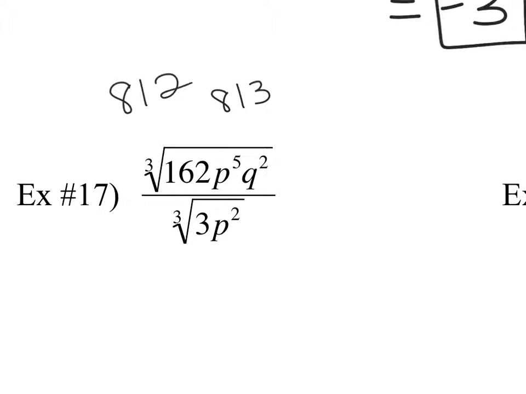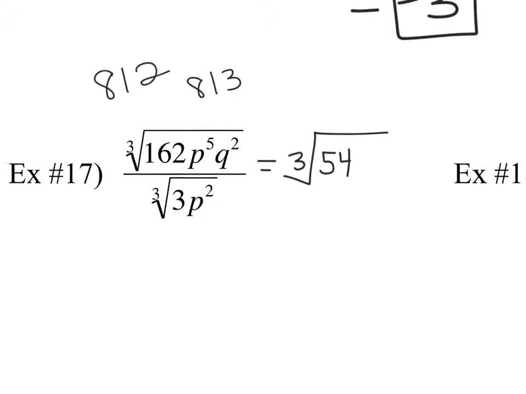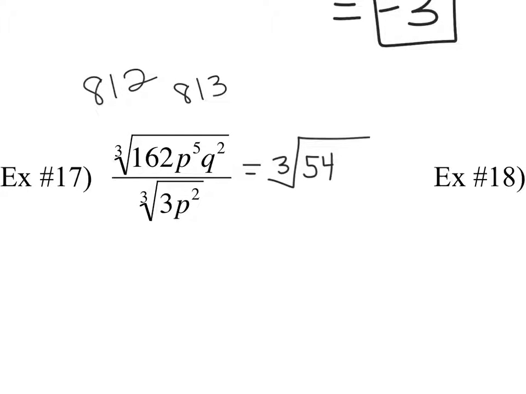Cube root. So 162 is divisible by 3. We get 54. So we're going to get the cube root of 54. And then how many p's and q's do you have? We've got 5 minus 2 on the p's. So we've got 3 p's and 2 q's. All right, so that's the first part, is to divide. The second part is to simplify. All right, here we go. So what is the cube root of 54? Oh, there is no perfect cube of 54. But is there a perfect cube that goes into 54? What is it? Do you know?